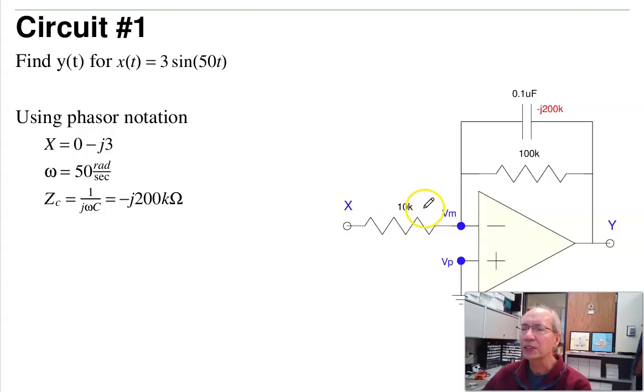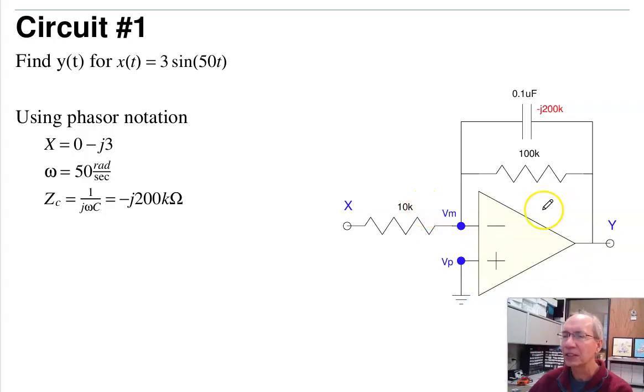Let's start with one of the simplest op amp circuits. This is a low-pass filter. Suppose my input is 3 sine 50t, so x is 0 minus j3. Real part's cosine, minus j is sine. Resistors stay the same. Capacitor becomes 1 over j omega C. Here's omega. There's C, plug it in, I get minus j200,000. Find the voltage at Y.